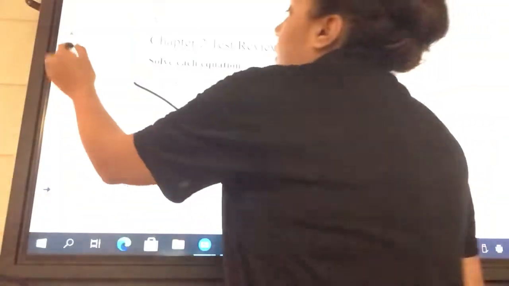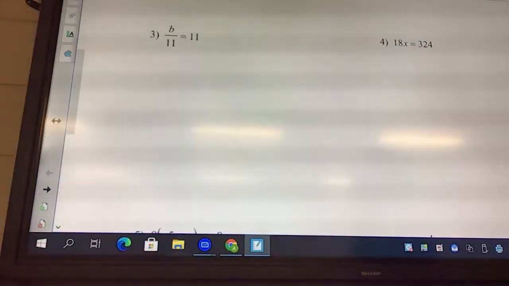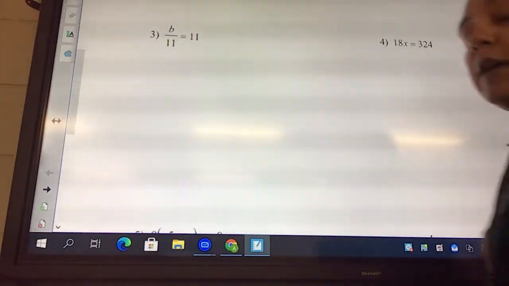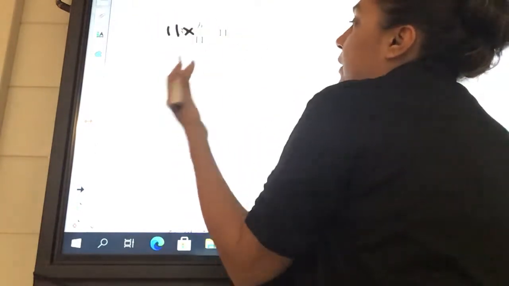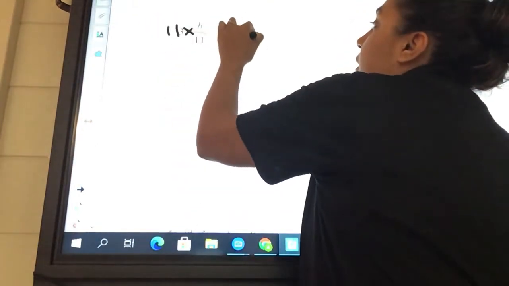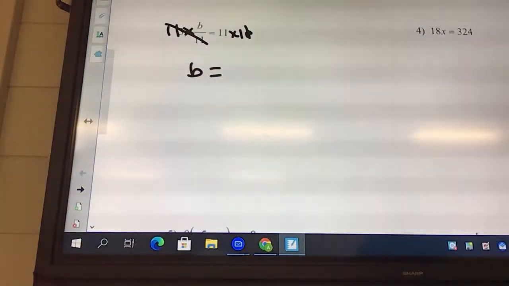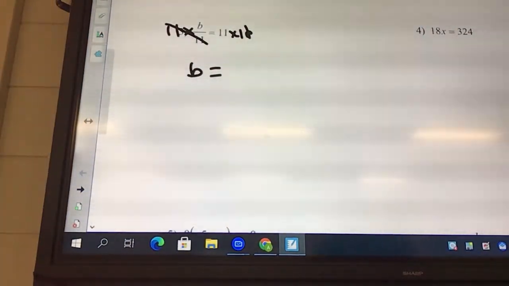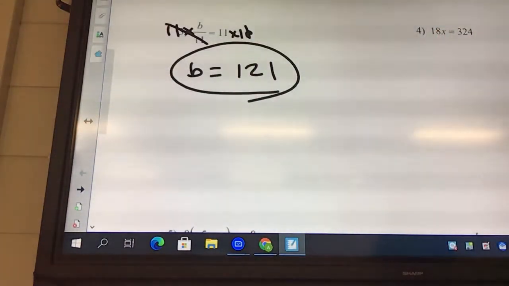So, number 3, okay, I got b over 11. Well, over means multiply or divide, so we need to multiply. So we're going to say times 11. Well, if I do it to one side, I got to do it to the other side. So times 11. Okay, so I got b equals 11 times 11, which is 121. Okay, so b equals 121.